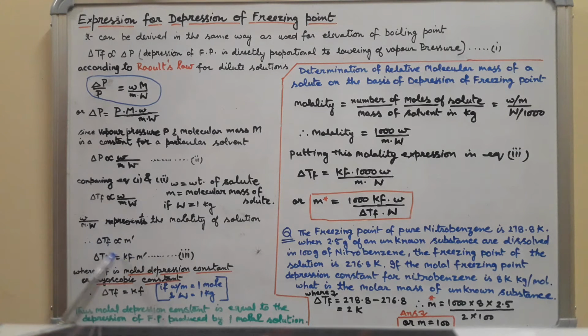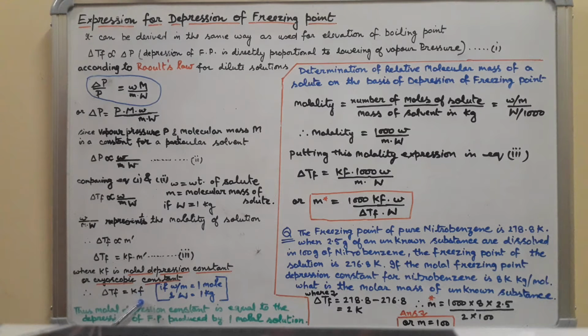Now we make it more simple. So here this Kf is the molar depression constant. This is directly proportional, so Kf is the proportionality constant, which is named the molar depression constant or cryoscopic constant. Now again, the same expression I would like to consider: if 1 mole w by M is present in 1 kg, the molality becomes 1 molar. So delta TF equals this Kf.